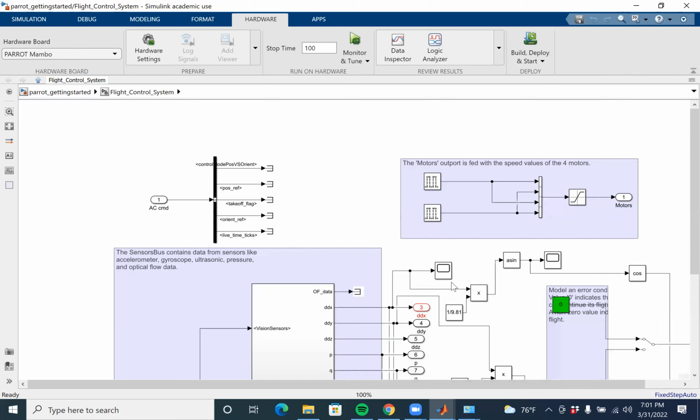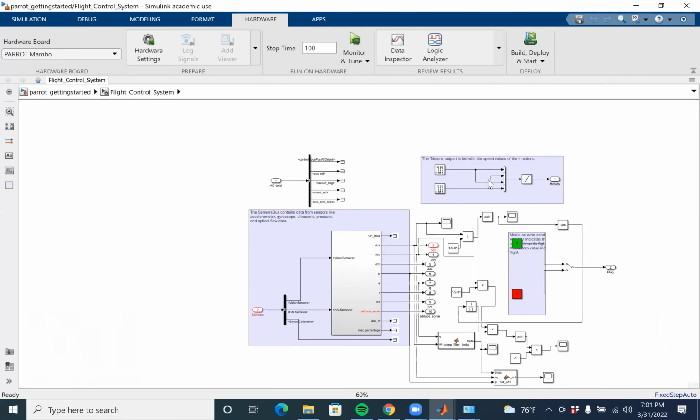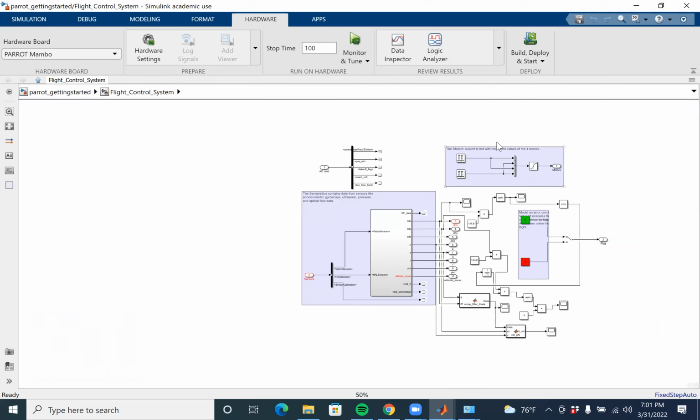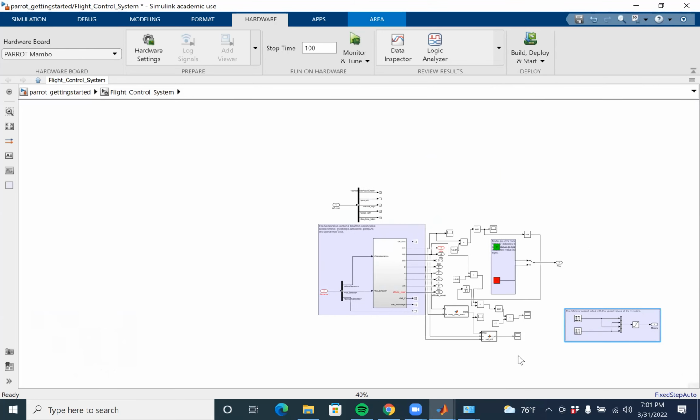Okay, so this is where I implemented the complementary filter. Now I'm going to grab this motor mixing algorithm and put it over here, and make it a little bit bigger.